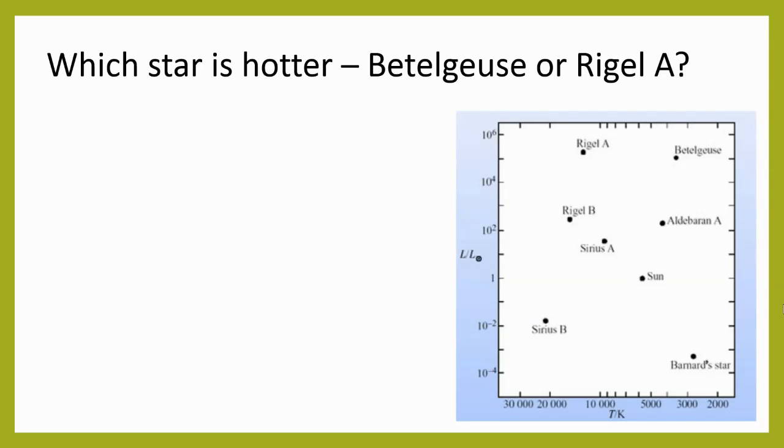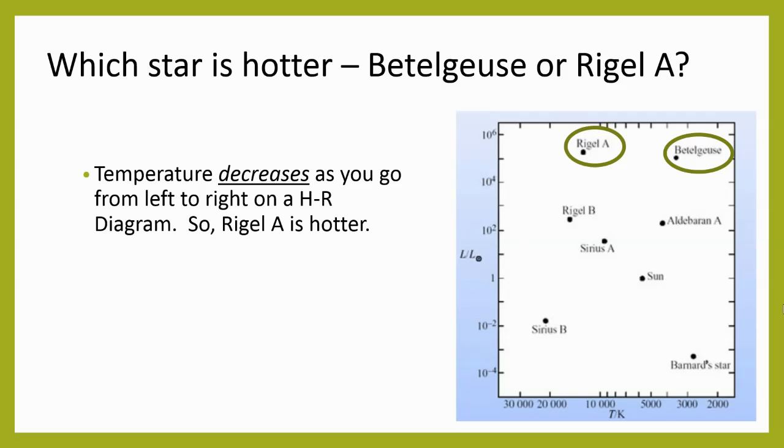And then finally, which star is hotter, Betelgeuse or Rigel A? So again, we want to go ahead and identify the two stars. So they have pretty similar luminosities, but we want to think about where they are along the x-axis. So left to right, where are they? So Rigel A is further to the left. So that means that Rigel A is going to be hotter because as we go from left to right, temperature decreases. So Rigel A is hotter than Betelgeuse.